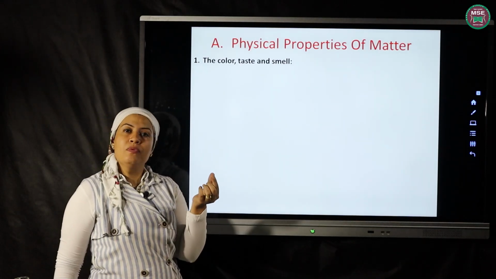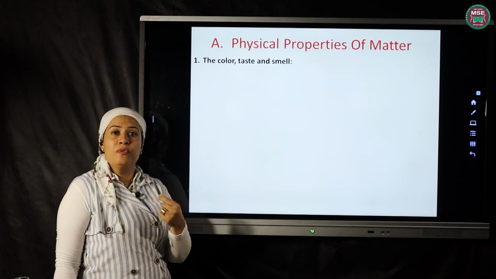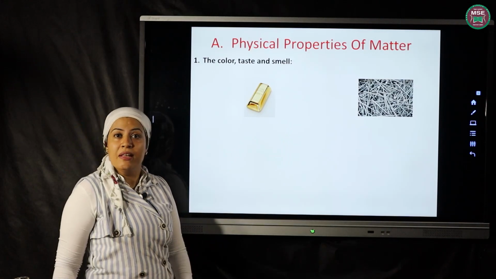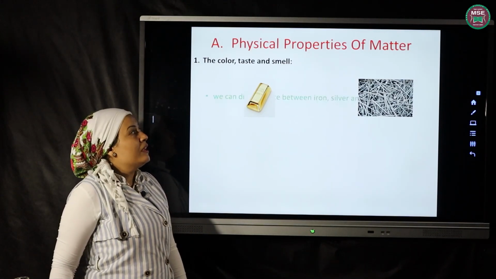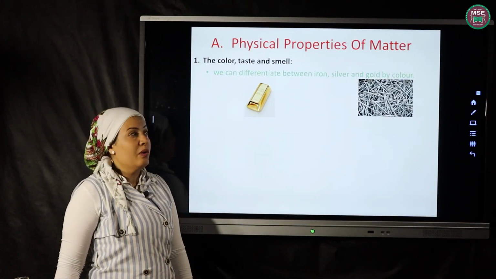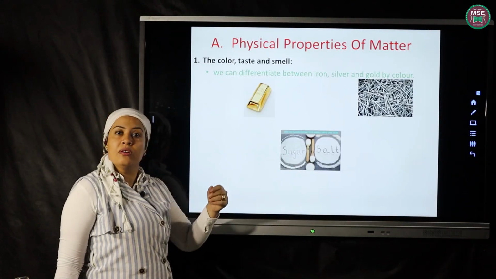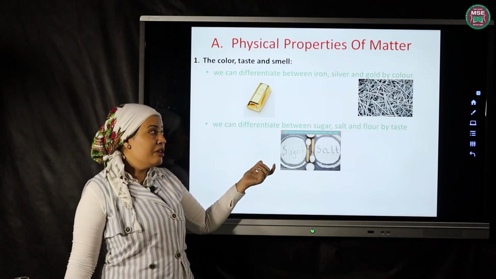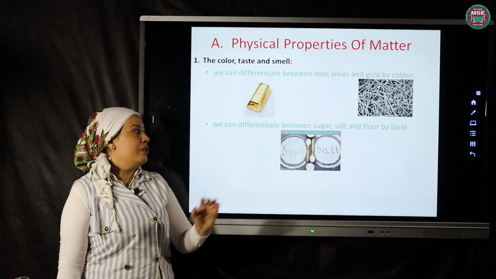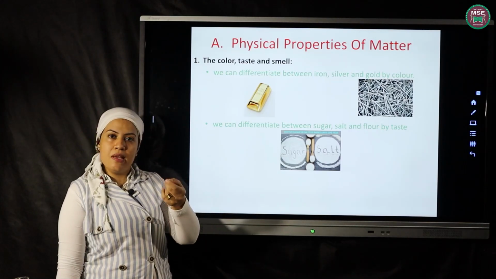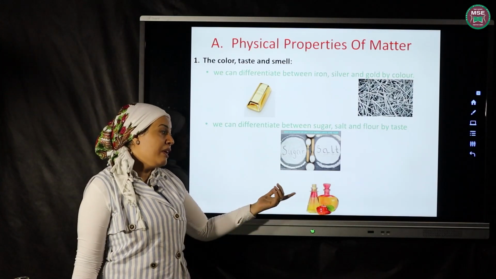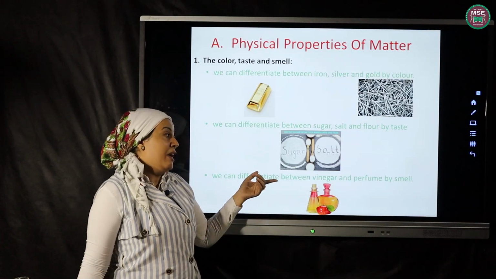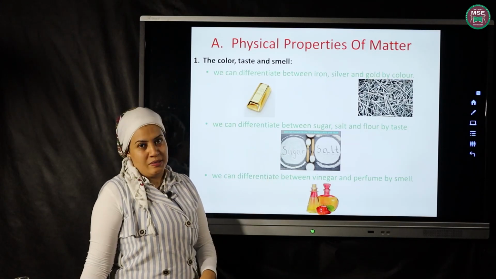If I have a piece of gold and a piece of iron, how can we differentiate between them? Look, this is my piece of gold and the iron nails. How can we differentiate between them? We can differentiate between them by color. Okay, if I have salt and sugar, how can we differentiate between them? We can differentiate the salt and sugar by taste, because they have the same white color and maybe the same texture. Okay, how can we differentiate between vinegar and the perfume? Right, we can differentiate between the vinegar and the perfume by smell.